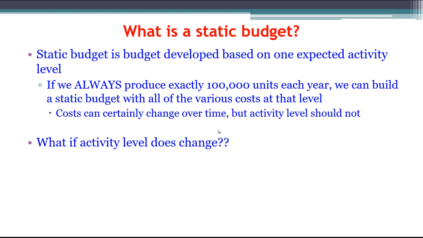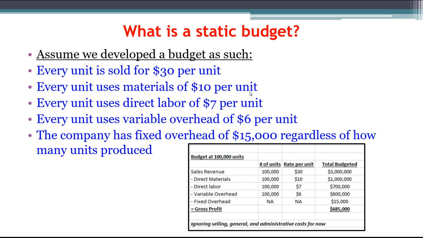So the costs can change over time or throughout the year, but the activity level should not if we're using a static budget. So now the question is, what do we do if that activity level does change? We're no longer producing the 100,000 units we expected. We're producing maybe 120,000 units. And we'll see that in just a bit. But let's take a look at the budget, the static budget.